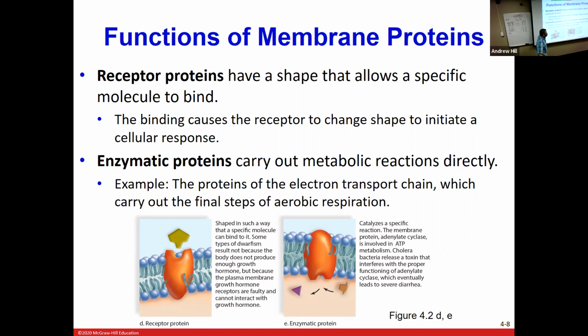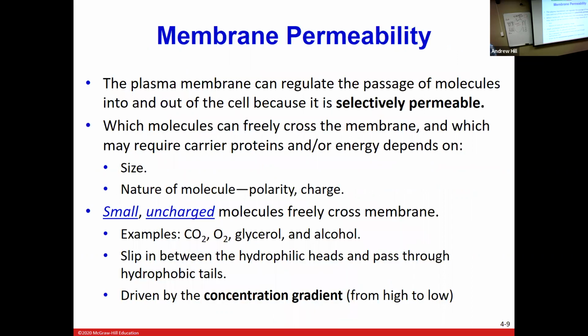Here's an enzymatic protein. You see how it's on the intracellular surface here of the membrane. It's going to catalyze a specific reaction. The membrane protein adenylate cyclase may be involved in ATP metabolism. Cholera bacteria release a toxin that interferes with the proper function of adenylate cyclase, which eventually leads to severe diarrhea. Okay, so all those things we're talking about are very microscopic, but it turns out these have big medical consequences.